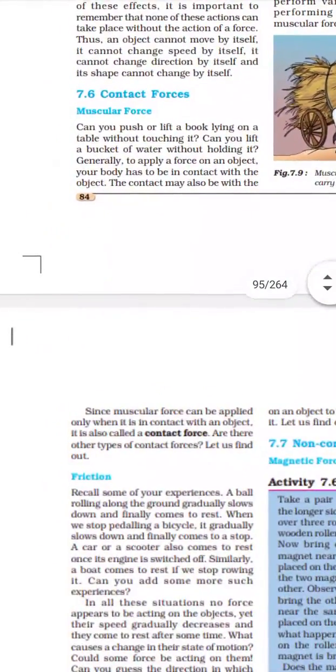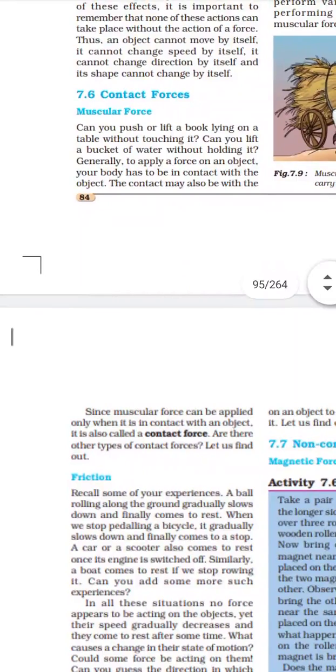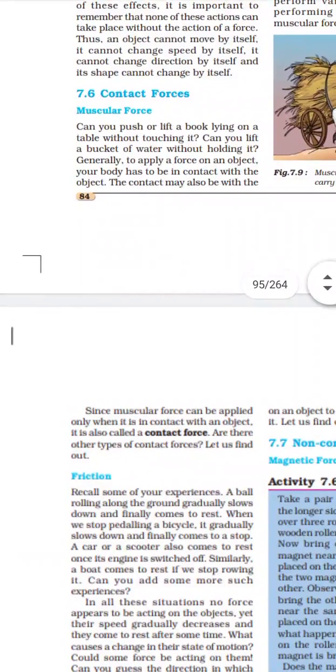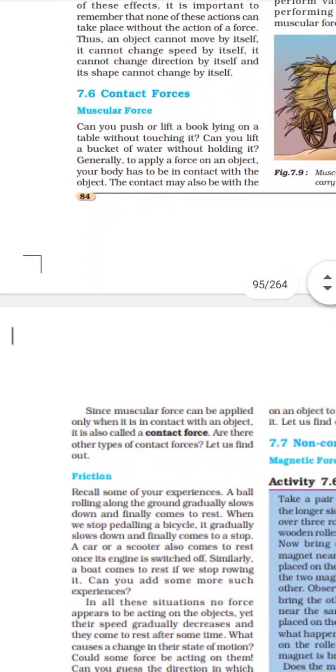Since muscular force can be applied only when it is in contact with an object, it is also called contact force. Muscular force is also a contact force.